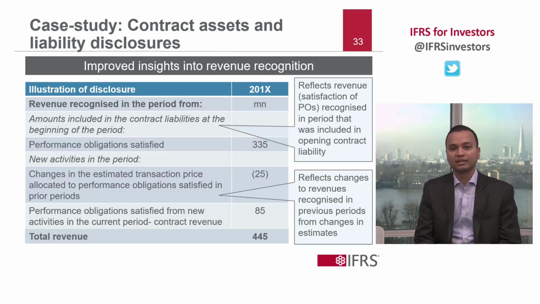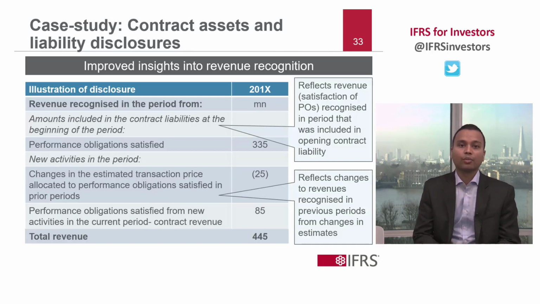Let's examine some examples of these disclosures. IFRS 15 requires companies to provide an explanation of significant changes to contract assets and liability balances during the reporting period, which must include quantitative and qualitative information. An approach that companies can potentially use is provided on this slide as an example. We can see that $335 million in revenue relates to amounts included in the opening balance of contract liabilities. Contract liabilities are created when cash is received in advance of satisfaction of performance obligations or promises. Similarly, $25 million reflects change to revenues recognized in previous periods from change in estimates.